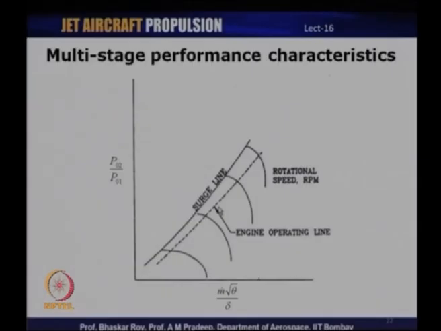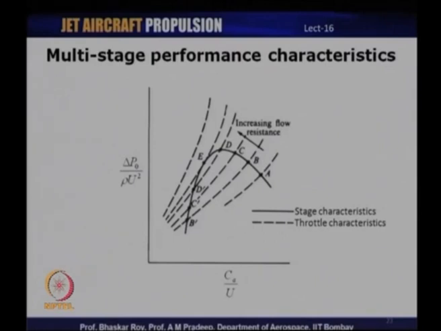So now let us try to understand what we actually mean by surge, and let me take up the performance characteristics once again. We have the mass flow in terms of the flow coefficient. I have taken only one stage of an axial compressor here. We have flow coefficient and the pressure rise coefficient. What happens to the stage performance as we keep changing the mass flow?